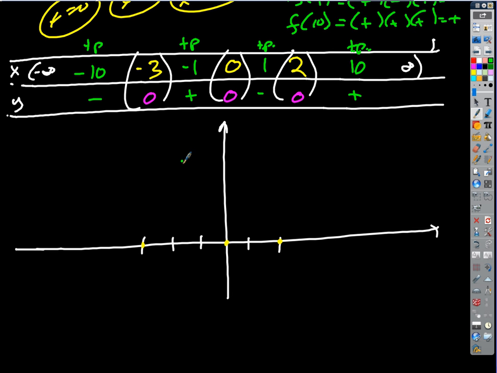With a sketch, I don't care how high it goes. I just want to know, is it above or below? Over here between 0 and 2, it's negative, so it's down below. Out here to the right, it's above. Out here to the left, it's below. So what does this function have to look like?